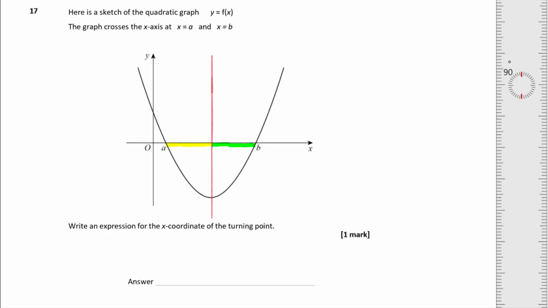Okay, so how can you find the midpoint of A and B? Well, you can find the midpoint of A and B if you take A and B and you add them together and you divide by 2. Okay, so A plus B over 2, that is the midpoint of the line, isn't it? So that's what you're going to get here. You're going to get A plus B over 2, halfway between the two of them. So that is my solution, A plus B over 2.